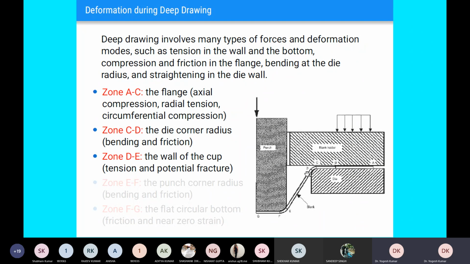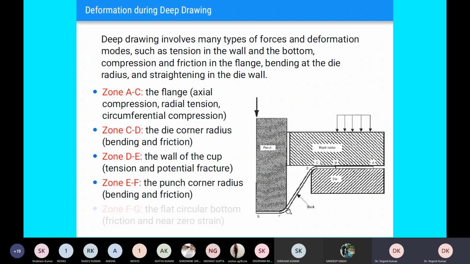Then we have this long zone, that is the DE zone. This zone is under tension, so tensile stresses will be there, and there are potential chances of fracture in this zone, that is the D to E zone.